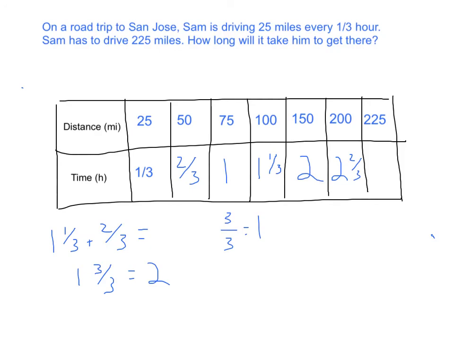And finally, to answer the question that we've been asked, I want to figure out how long it's going to take him to travel 225 miles. I can either count by 1/3 or I can add 200 plus 25 to get to 225. So because I'm counting from 200 to 225, I'm just going to add 2 2/3 plus 1/3. And that's going to give me a whole number of 3. So the answer to the question, how long will it take him to get there? It's going to take him 3 hours.